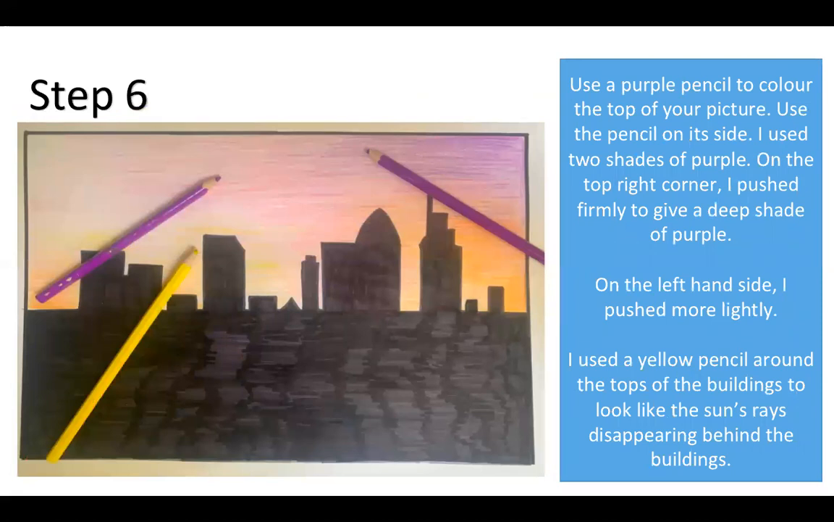Step 6, I use 2 different purple pencils, and I use a yellow pencil. For the purple sky, I pressed really hard on the right hand side just to add a darker purple there, and I'm beginning to go over the pink and the purple. I'm using my yellow pencil to go on the outside of the buildings just to portray the sunset behind the buildings.